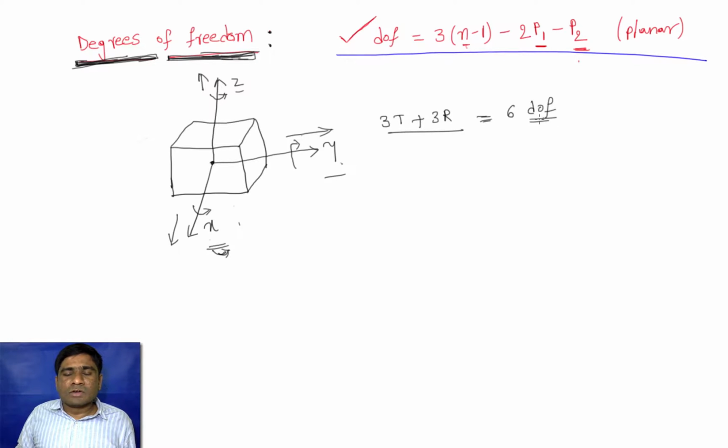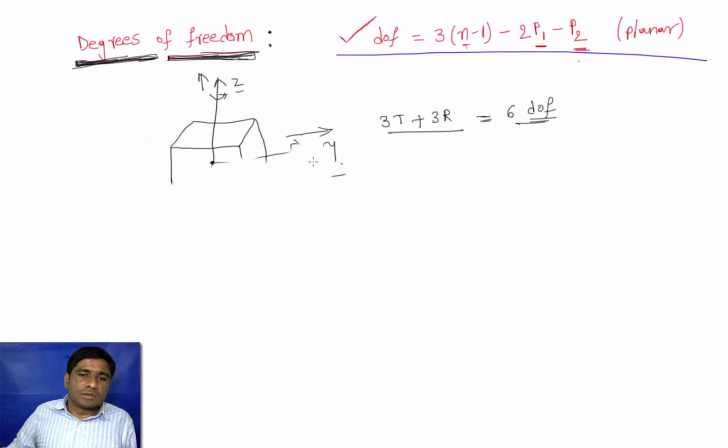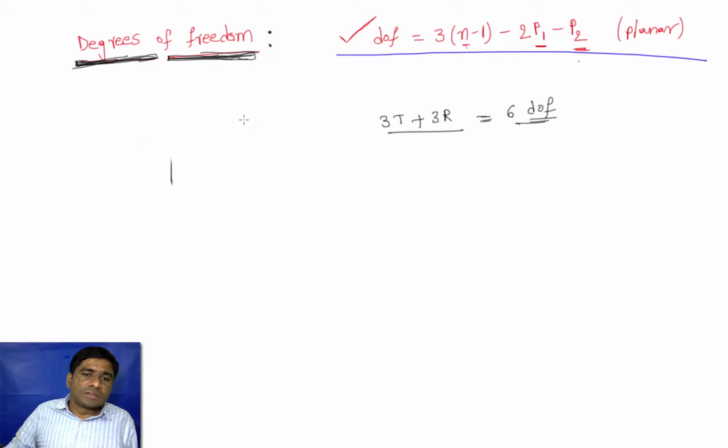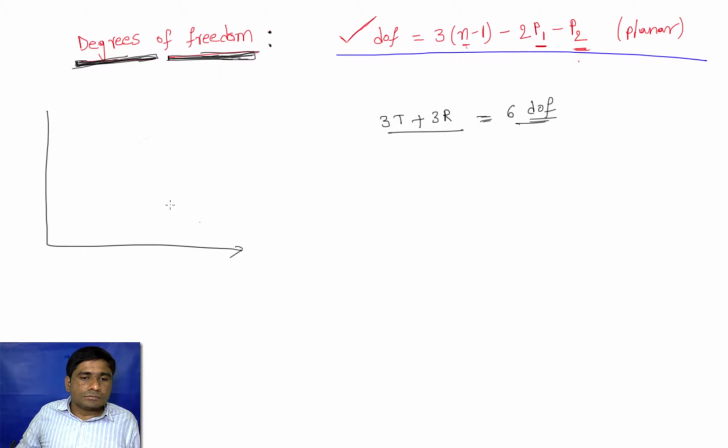Why? Because degrees of freedom is nothing but the possible movement of the body, whether it's a translation or a rotation. Here 3 translations and 3 rotations. So altogether it possesses 6 degrees of freedom. This is in space, that means if you consider the 3 coordinate system. But I would like to consider the same body in a plane. So what happens if I consider it in a plane? So this is the plane, x and y. So this is the body.